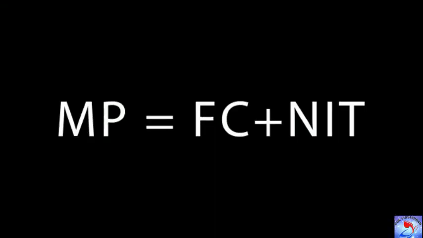Next is the market price. What is the market price? It is the price at which the commodity is sold in the market and the buyer buys the commodity. In this formula, MP is the market price, which is equal to factor cost plus NIT, the net indirect tax.